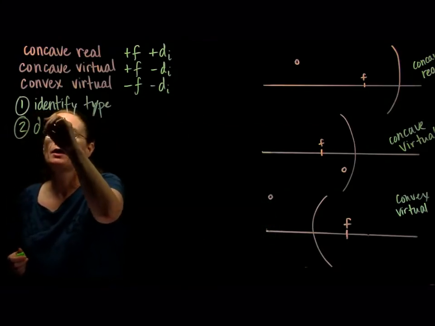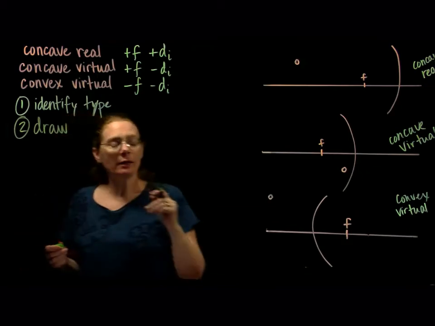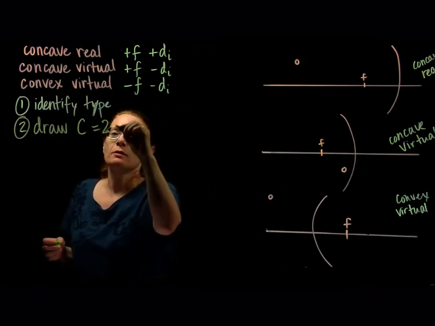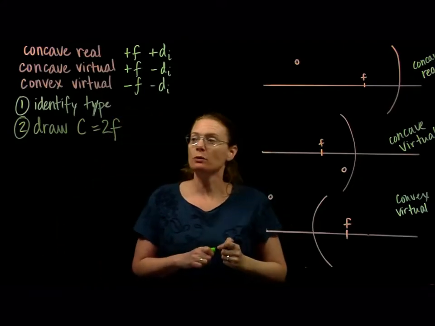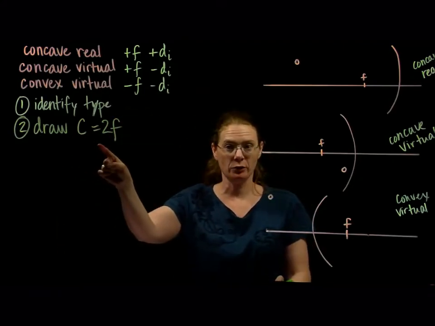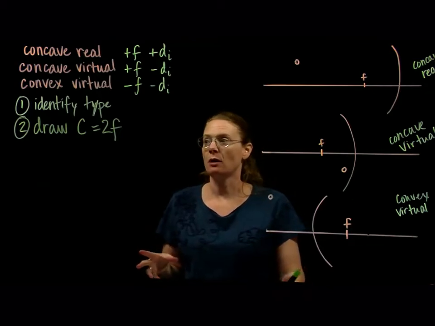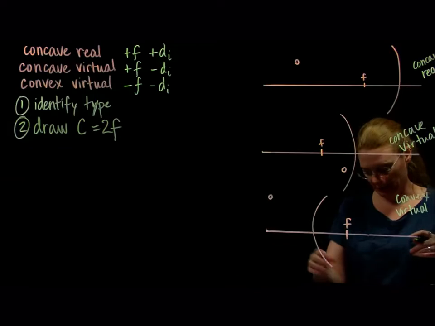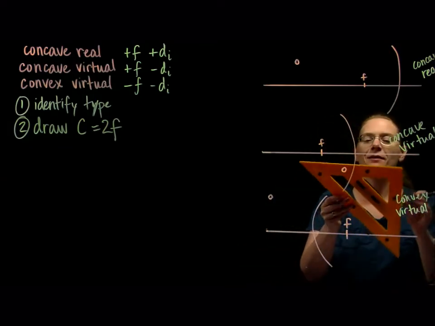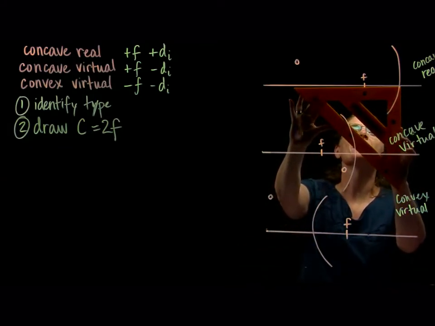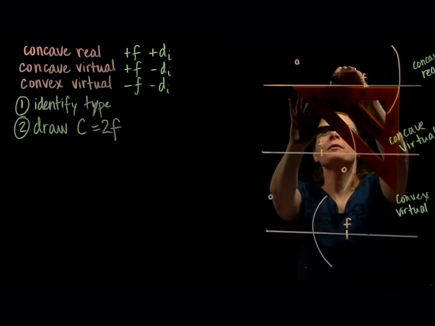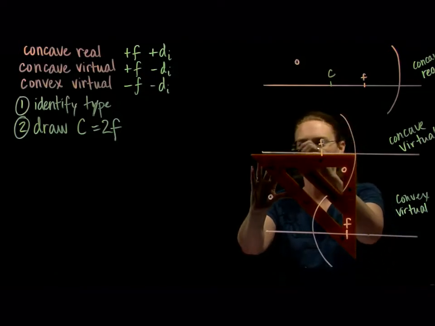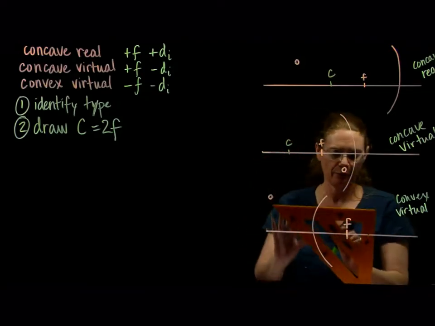Step two. We will always be given the focal length of the mirror. But to draw our rays, we need to draw the center of curvature. And the center of curvature is always double the focal length. So I very conveniently made these mirrors at 10 centimeters focal length, which means my center of curvature is at 20. So there's my 10. I'm going to mark that for all of them.